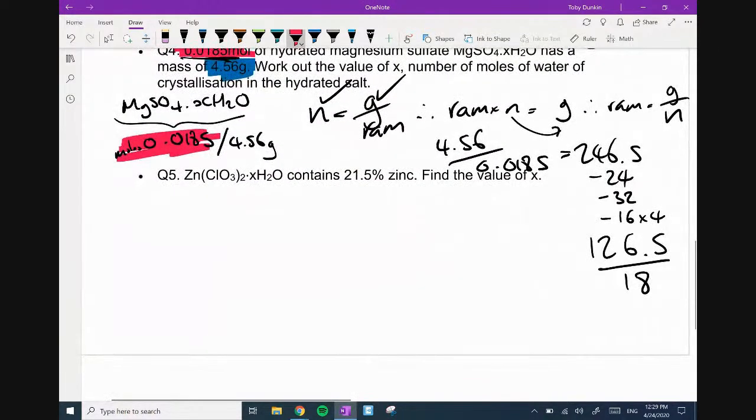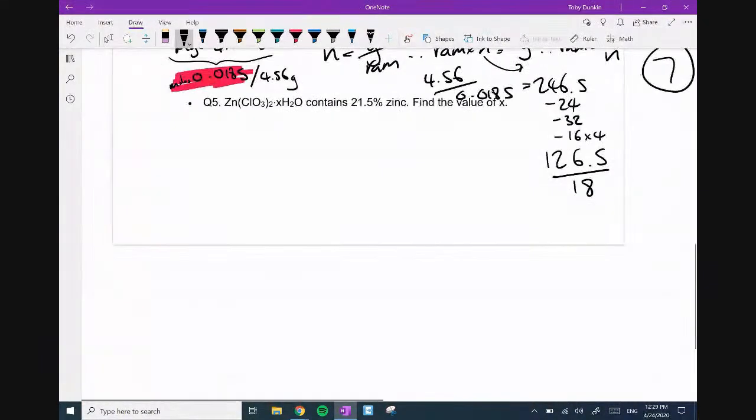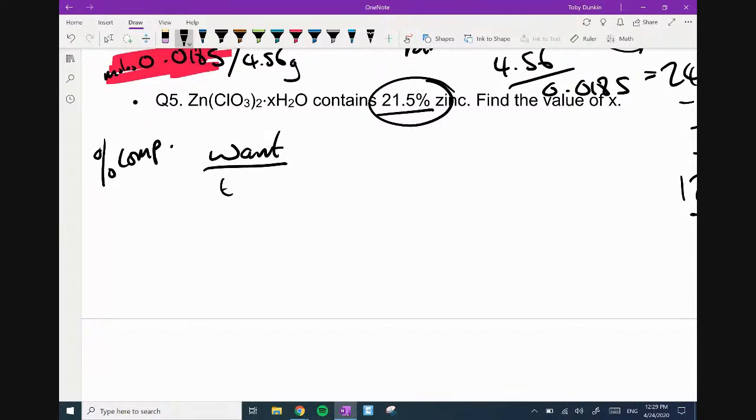Next, okay, this one's really hard, a real challenge question here, folks. They've just told us that hydrated zinc chlorate contains 21.5% of zinc. Find X. Right, they've given us percentage composition. So wanted over total times 100 gives me percentage. Well, let's input the numbers we've got. The wanted is easy: we wanted zinc, they told us zinc, and there's one zinc in this.